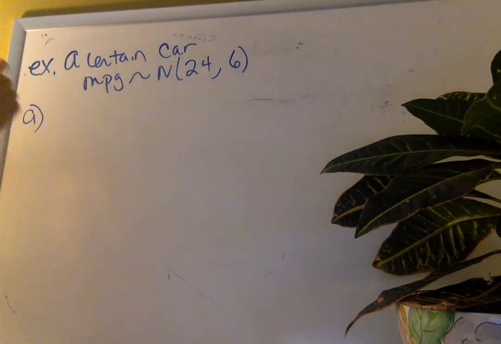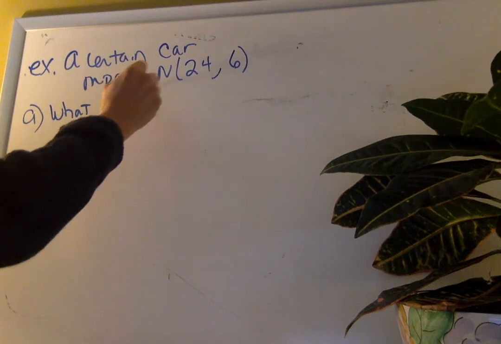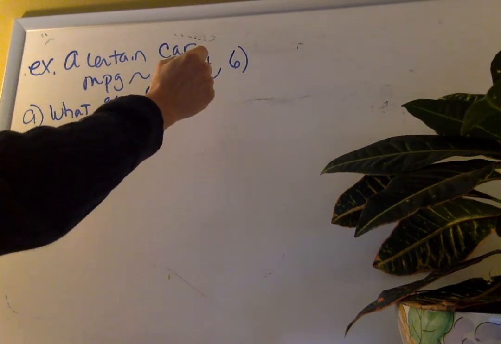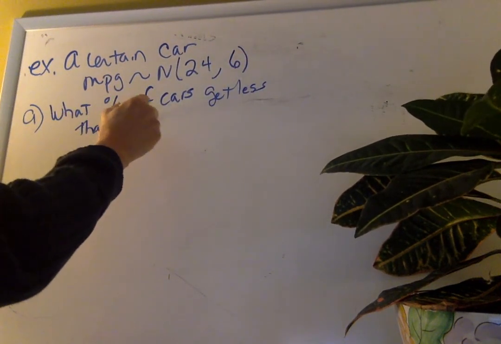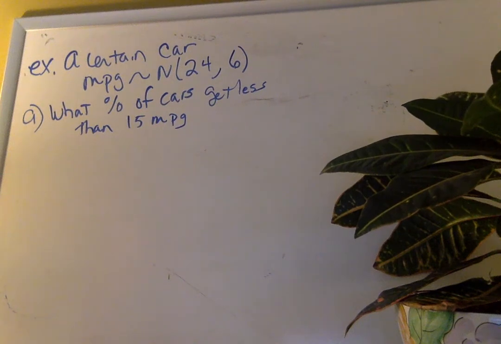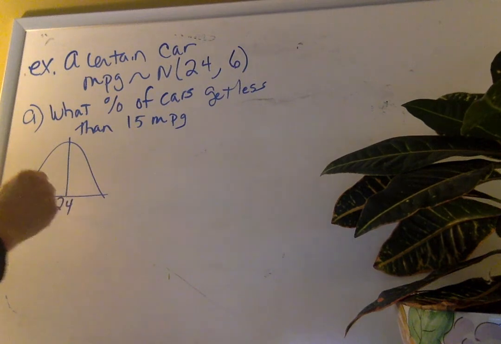Part A. What percent of cars get less than 15? Now, I do not require that you draw a picture on a test, even if we're in person. But every single time I'm going to draw a picture to, again, try to help you with the underlying concepts of what are we doing, and there's also some checks and balances you'll get from it. So, quick little sketch. Mean is 24.